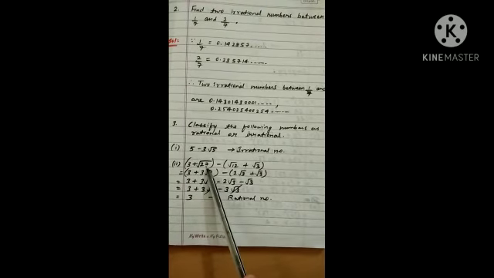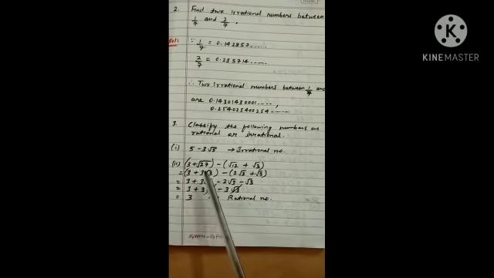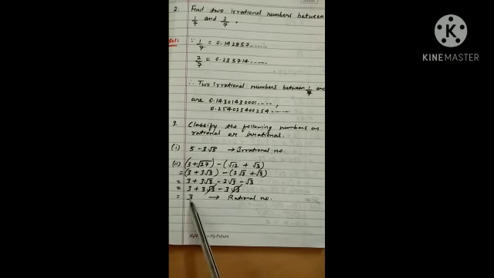Next, 3 plus root 27 minus root 12 plus root 3. 3 as it is. Root 27 can be written as 3 root 3, and root 12 can be written as 2 root 3, plus root 3. On opening this bracket with the minus sign outside the bracket, we will get 3 plus 3 root 3 minus 2 root 3 and minus root 3. 3 as it is, 3 root 3 as it is, minus 2 root 3, minus root 3 becomes minus 3 root 3. Here you can see plus 3 root 3 and minus 3 root 3 cancel. We are left with only 3.